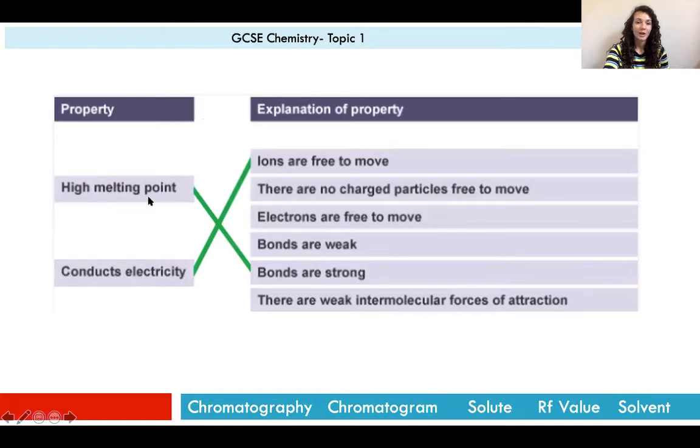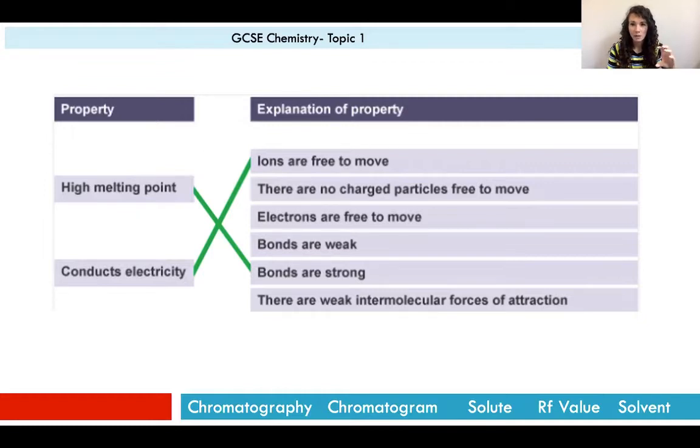Well done. So hopefully you all remembered high melting point is because bonds are strong. The bonds between the atoms of metals are very strong, so that's why it has a very high melting point. And it can conduct electricity because there are ions that are free to move around.